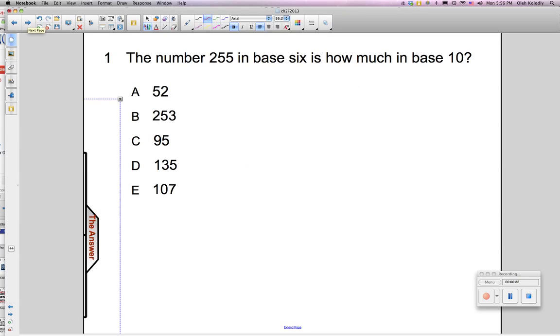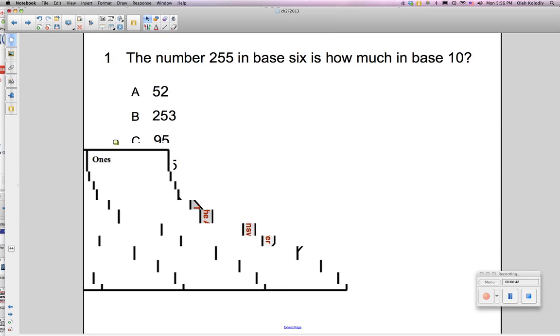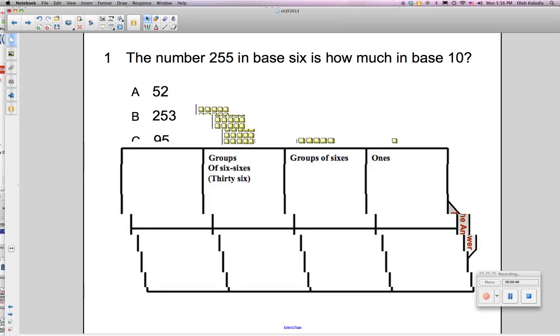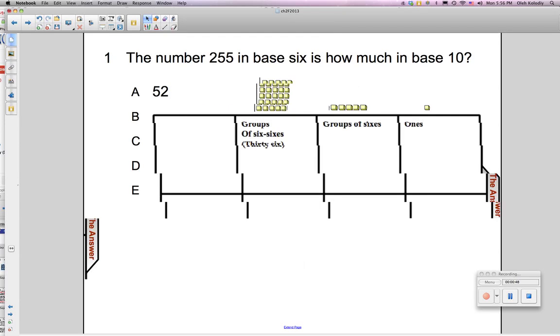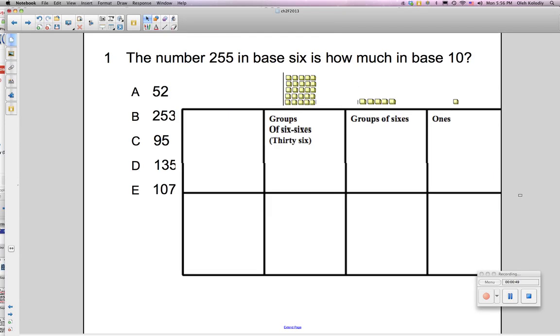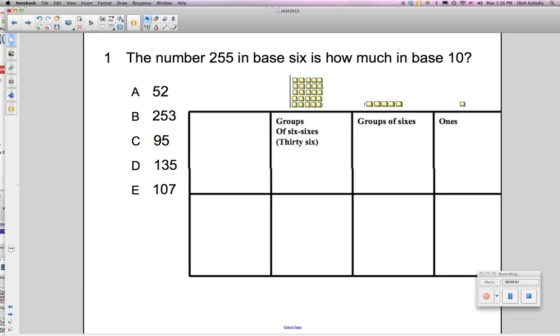So let's stop the tape and see if you can answer this question. The number 255 in base 6 is how much in base 10? To answer this question, you must remember the place values. So the place values in base 6 are these.